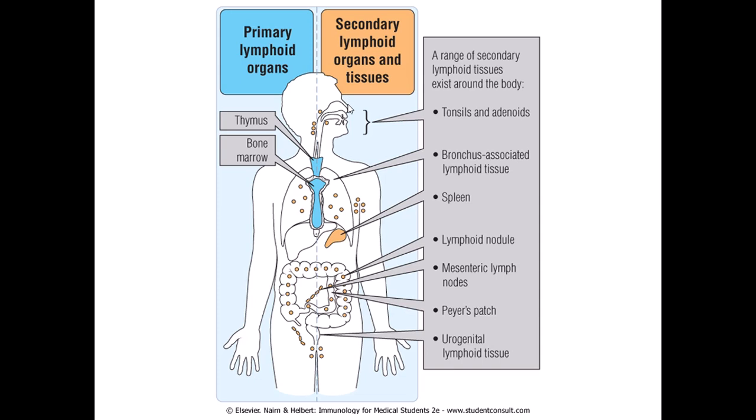lymph nodes, the spleen, and the bronchus associated lymphoid tissue, tonsils for example, lymphoid follicles in general, the Peyer's patches of the gastrointestinal tract, and also bronchus associated lymphoid tissue. Those secondary lymphoid organs are distributed all over our body.